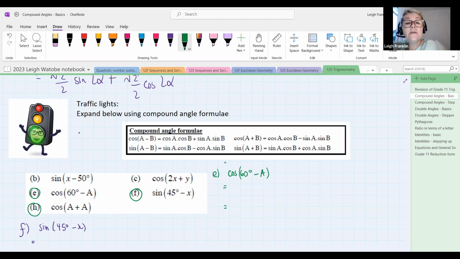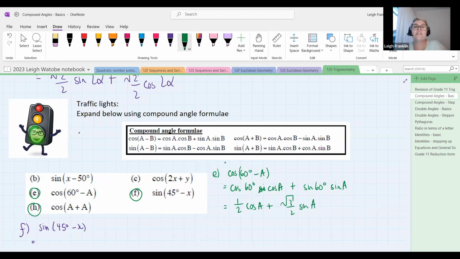So cos 60 degrees times cos A plus sine 60 degrees times sine A. Lovely. Then it's going to be half cos A plus square root of 3 over 2 sine A. Beautiful. You are a champ. Well done. Thank you so much. Excellent. Let's see if we've got someone who wants to try F.